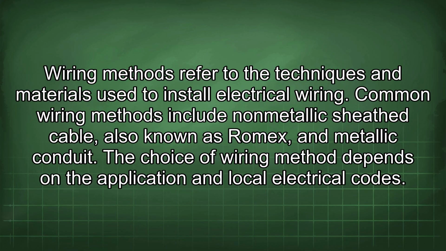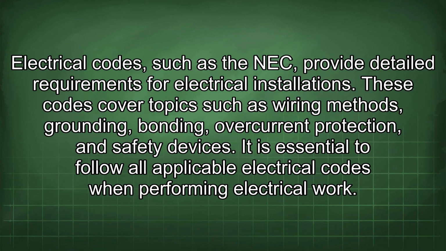Wiring methods refer to the techniques and materials used to install electrical wiring. Common wiring methods include non-metallic sheathed cable, also known as Romex, and metallic conduit. The choice of wiring method depends on the application and local electrical codes. Electrical codes, such as the NEC, provide detailed requirements for electrical installations. These codes cover topics such as wiring methods, grounding, bonding, overcurrent protection, and safety devices. It is essential to follow all applicable electrical codes when performing electrical work.